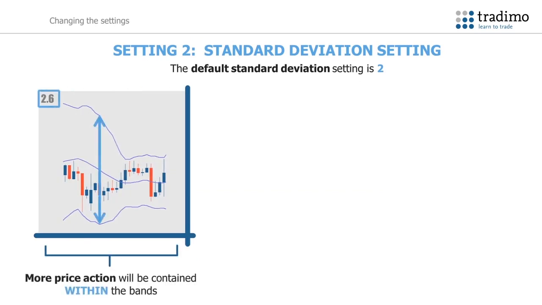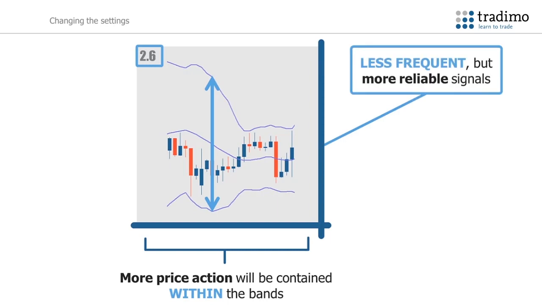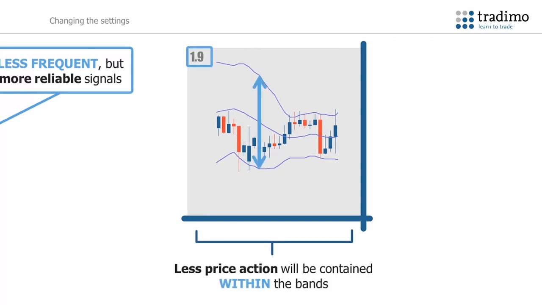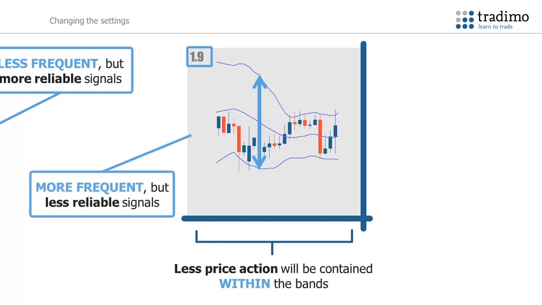Increasing this setting to 2.6, for example, will widen the bands, meaning more price action will be contained within them. This will likely give you less frequent but more reliable signals. Decreasing this setting to 1.9, for example, will make the bands narrower, meaning less price action will be contained within them. This will likely give you more frequent but less reliable signals.